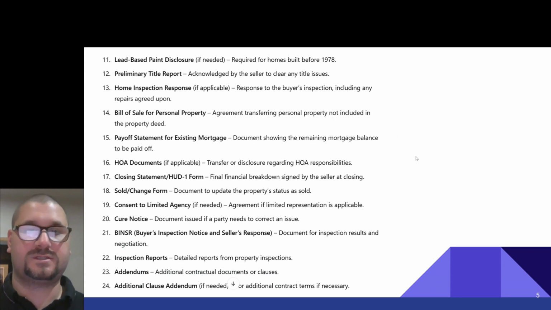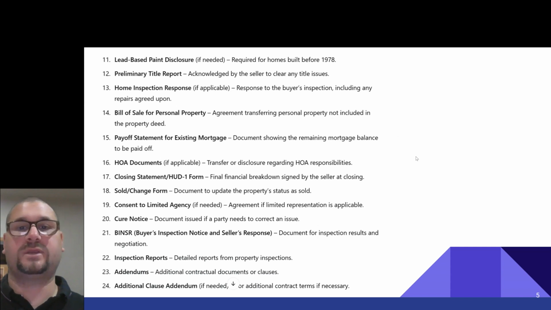Payoff statement for existing mortgage. This is a document showing the remaining mortgage balance to be paid off. HOA documents. If there's any HOA documents, you need to provide the AAR contract. Closing statement for the HUD-1 form. This goes over final financial breakdown signed by the seller at closing.